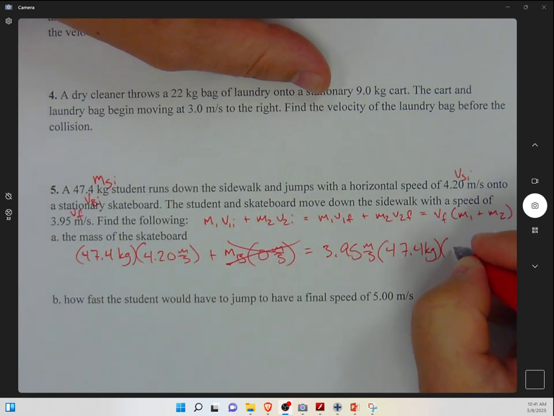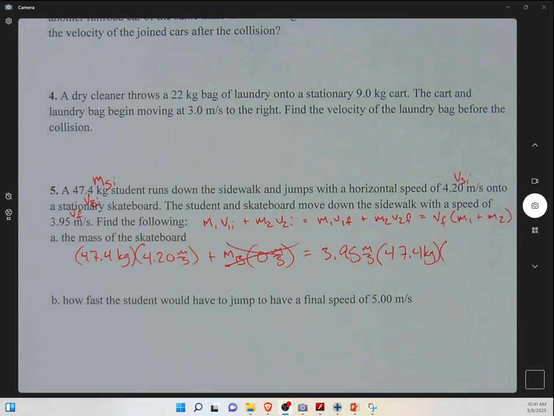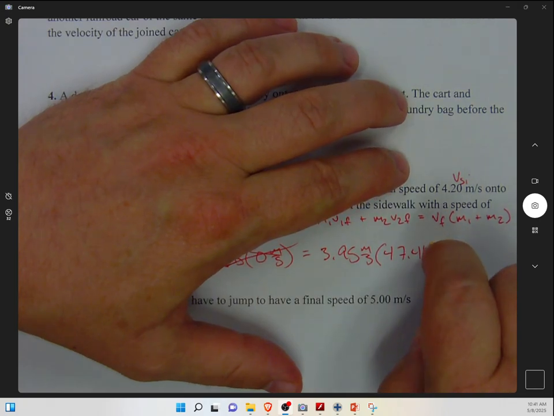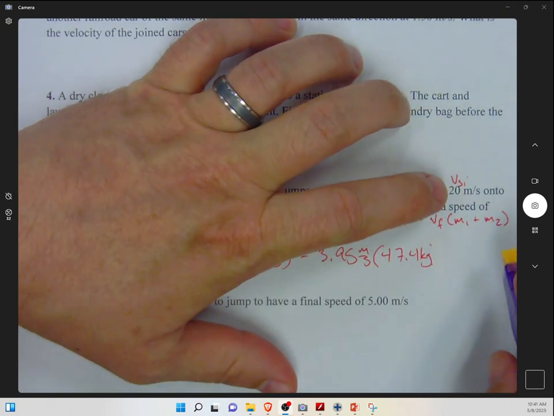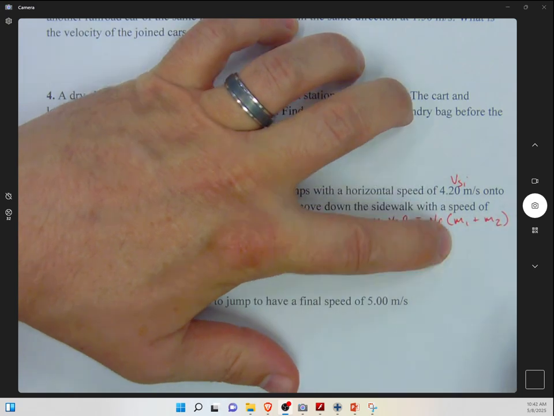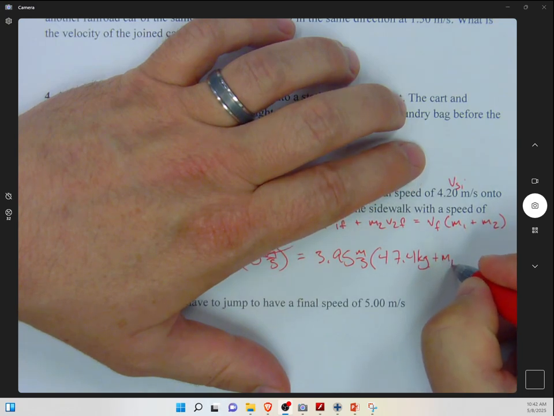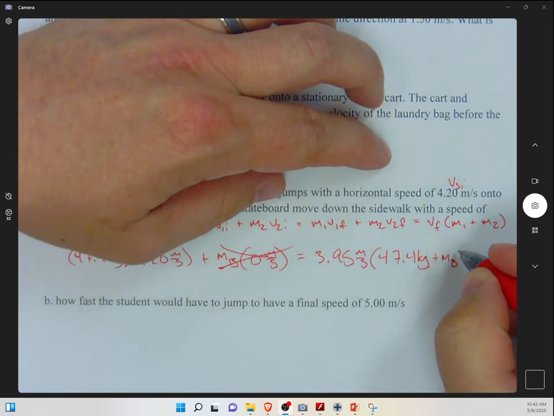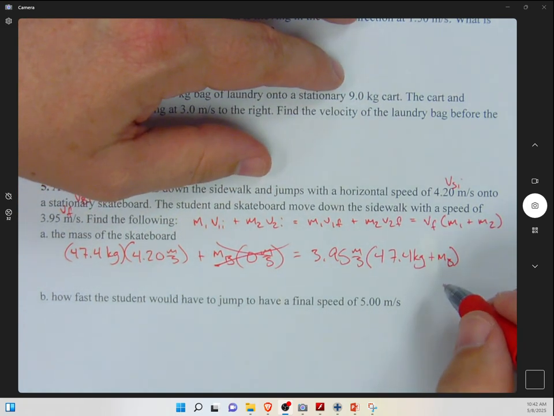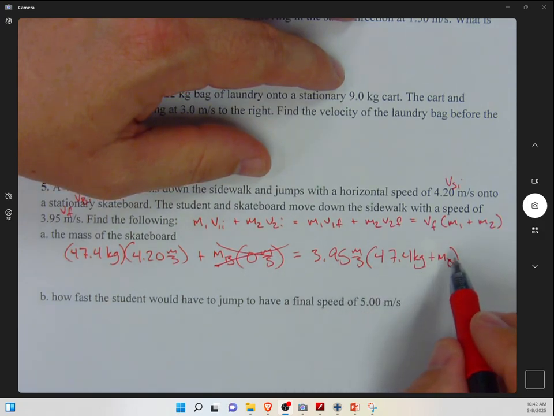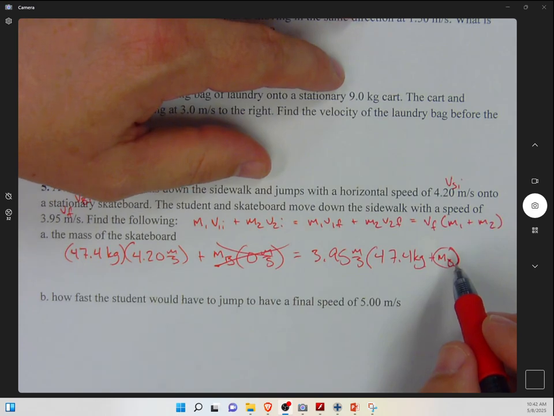And then, oh gosh, I messed this up. Sorry. Let's set up again. Let me erase that real quick. I should be adding, and this will be the mass of the board. So here, I'm going to solve this equality for this MB.